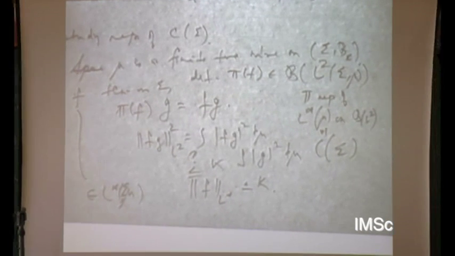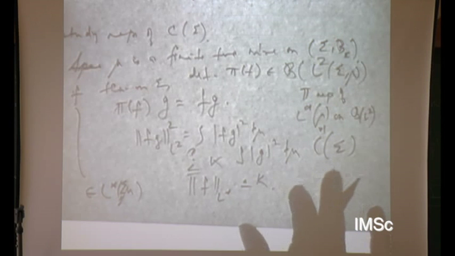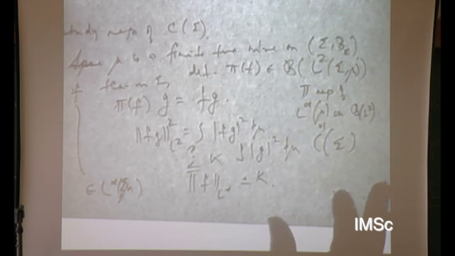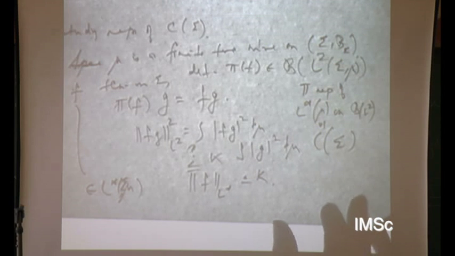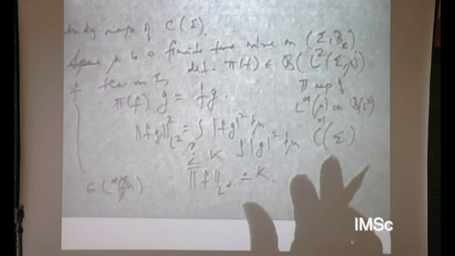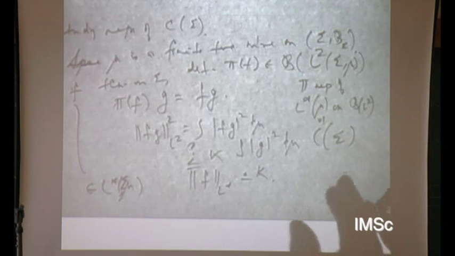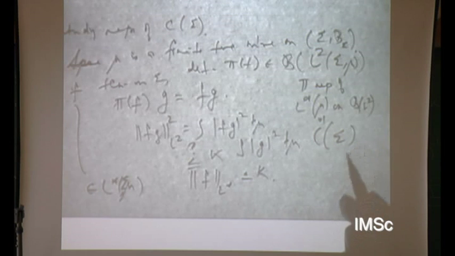Does it sit inside here? What do you mean by sit inside here? What do you mean by C sigma is a subset of L infinity mu? L infinity mu consists of equivalence classes of essentially bounded functions. So every function is bounded. Right? So every function is essentially bounded, but what am I trying to say?